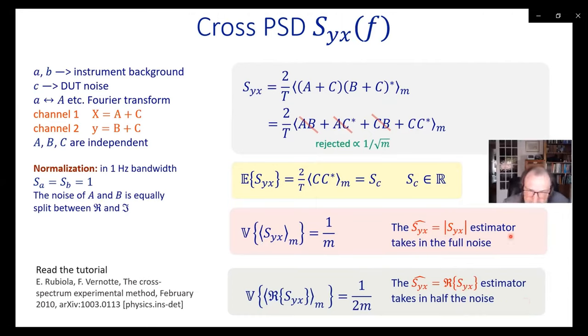Another advantage is that this estimator is unbiased. And this is obvious because all these signals, they are random. So when the signal is not strong enough compared to the partially rejected noise, we have a bias with the absolute value. Here, there is no absolute value, so there is no bias.